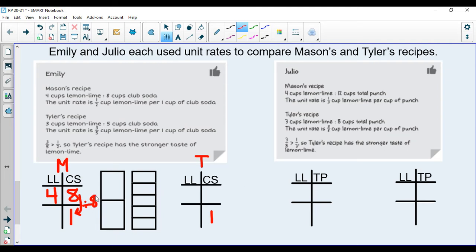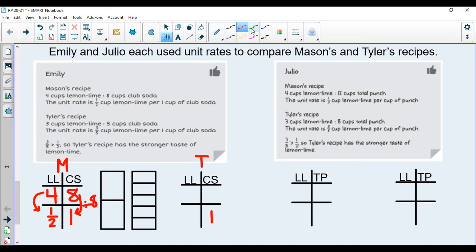In order to make an equivalent ratio or maintain equality, she's got to also then divide 4 by 8. 4 divided by 8 is 1/2. Therefore, Mason's recipe has a 1/2 cup of lemon lime for every 1 cup of club soda.